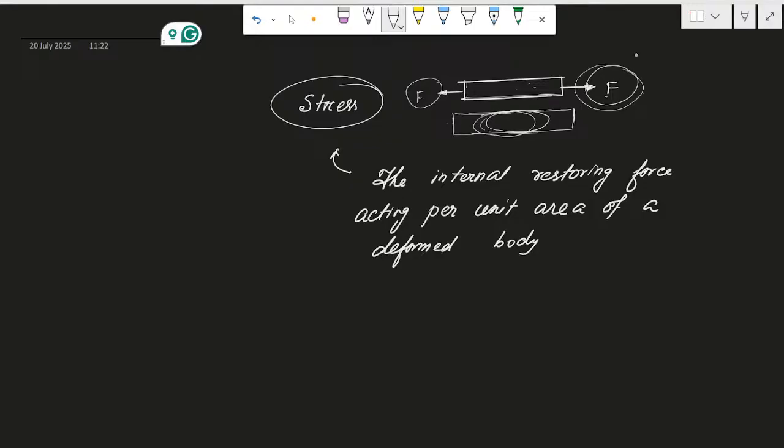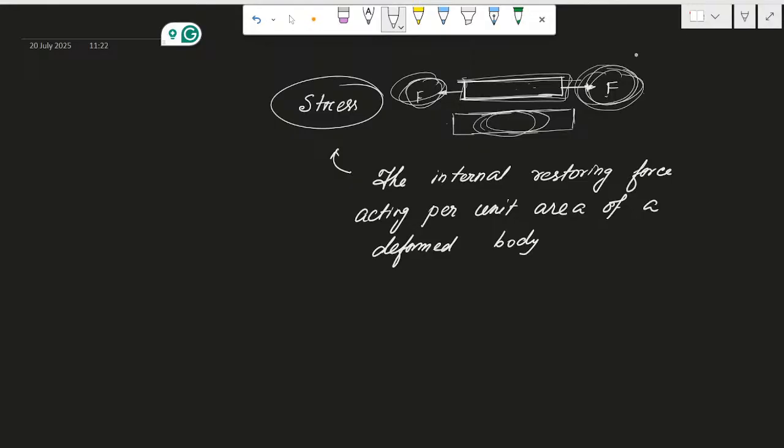Tensile force means the force that is responsible for the object to get stretched. Like this, these two forces acting opposite to each other tend to stretch this object, that is tensile force. Okay. Clear?